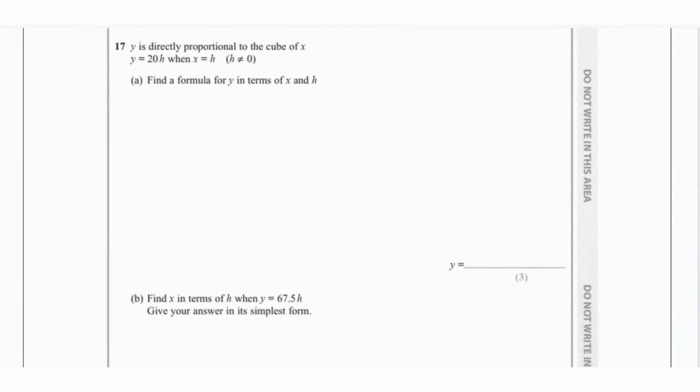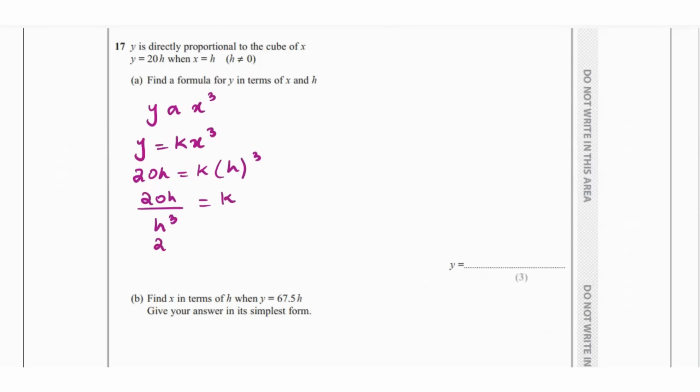Then inverse and direct proportion. So y is directly proportional to the cube of x. So if it is directly proportional to the cube of x, it's going to be y equals kx cube. In direct proportion, you multiply k with the other variable. In inverse proportion, you divide the other variable by k. So y is 20h when x is h. Let's find the value of k first using this information. So 20 over h square is k.